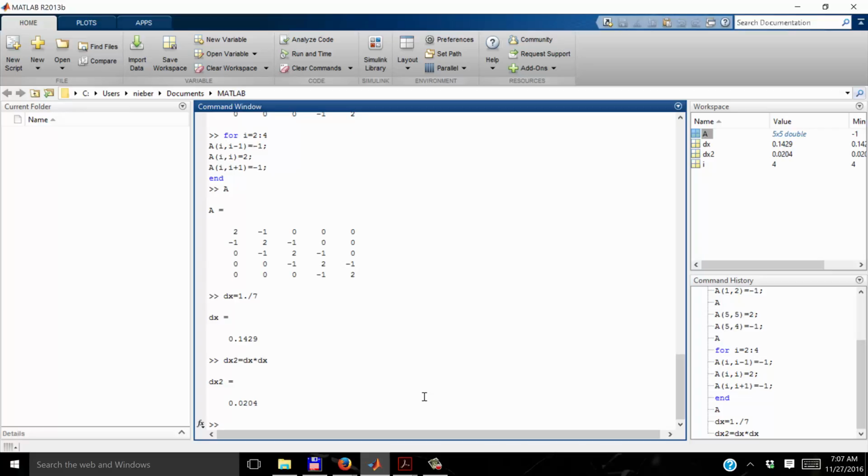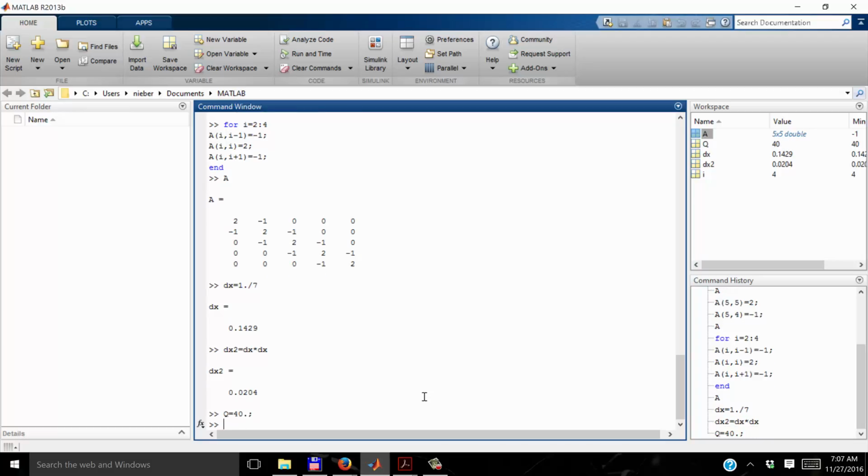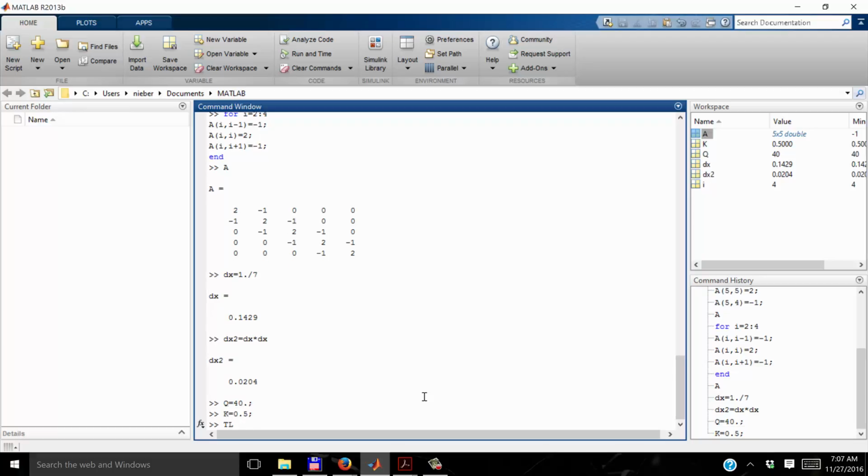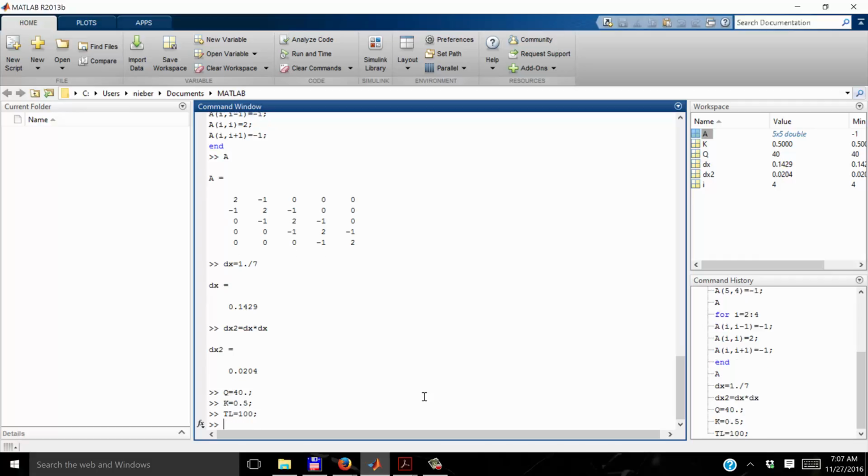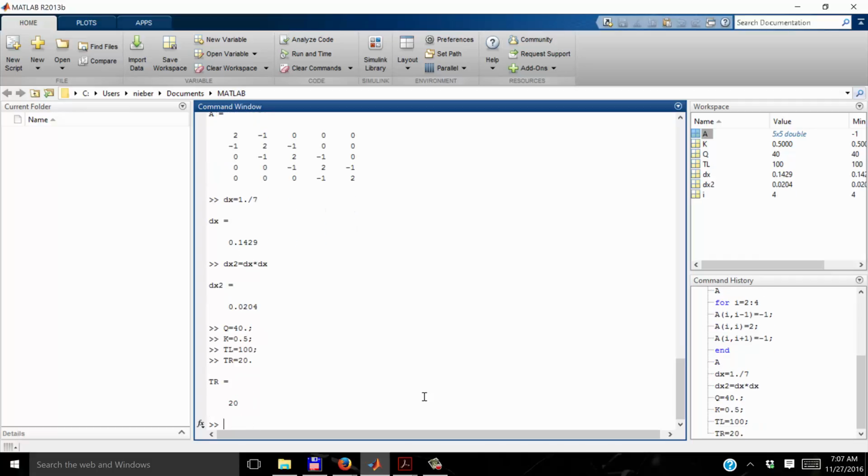Also want to define the q and the k. Q is equal to 40. K is equal to 0.5. We also need to define the temperature on the left-hand side, which is 100, and temperature on the right-hand side, which was equal to 20. I think now I have all the parameters defined. We can set up an initial vector B is just 1's of 1 by 5.